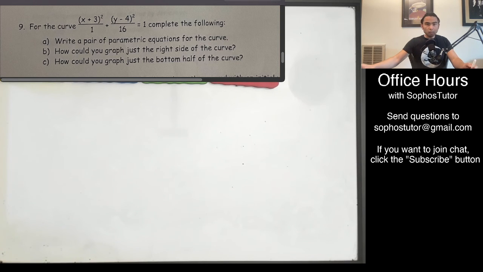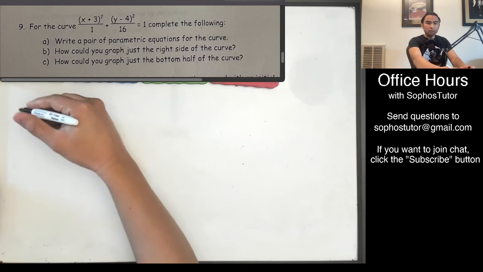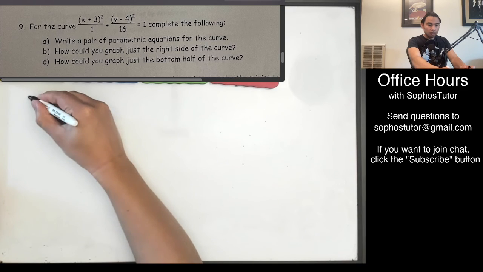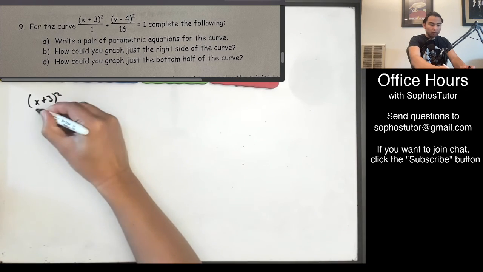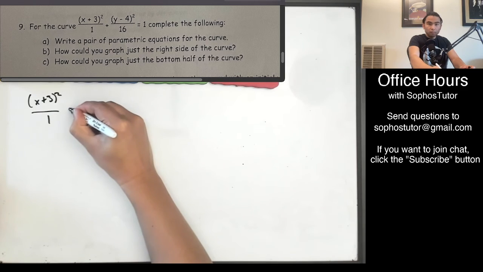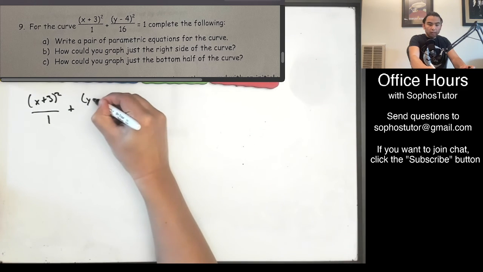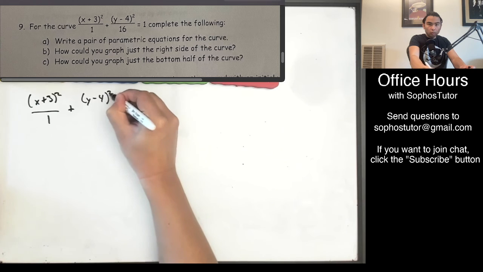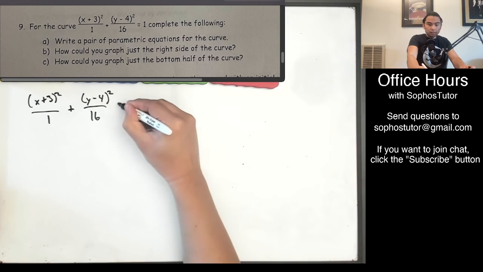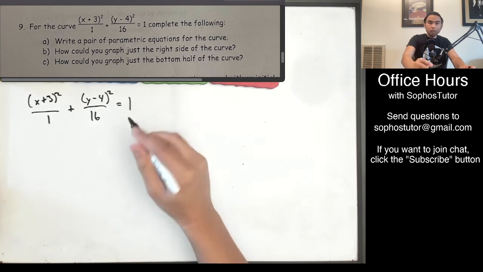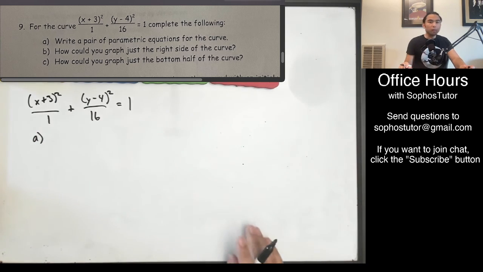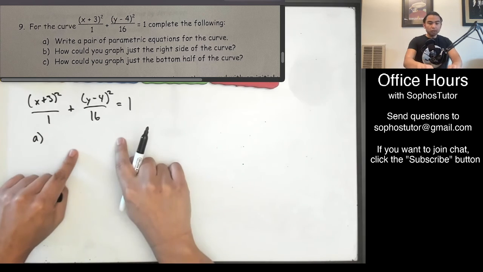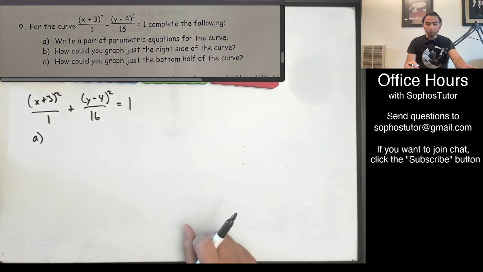Okay, so for today we are going to answer this question involving parametrics. So we're starting with this curve. Right? So this curve says (x plus 3) squared over 1 plus (y minus 4) squared over 16 equals 1. We need to complete the following. The first question is asking us to write a pair of parametric equations for the curve. Right. So how do we do that?